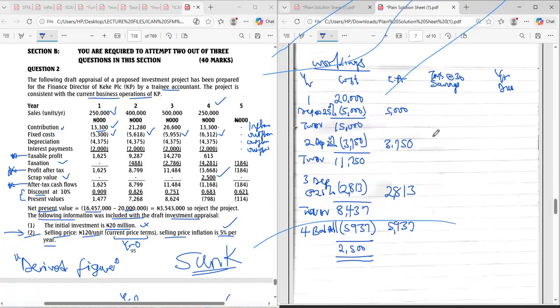So our tax savings will now be what? Do 30% of these figures here. 1,500. 1,125. Next one, 845. 1,781. Is it correct? Now check.